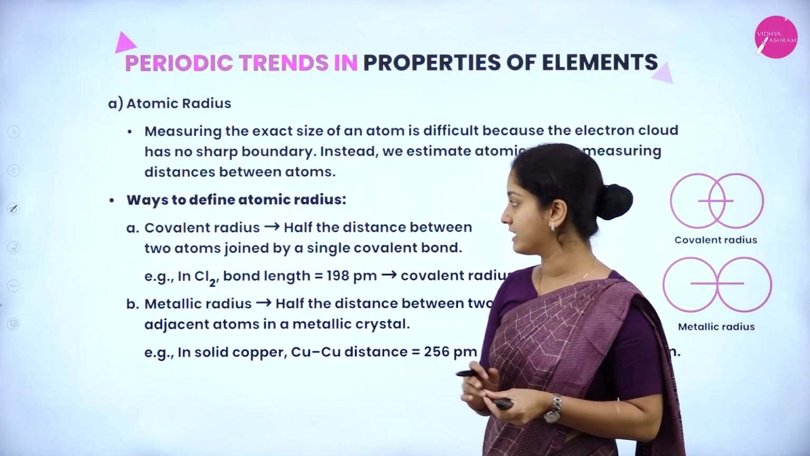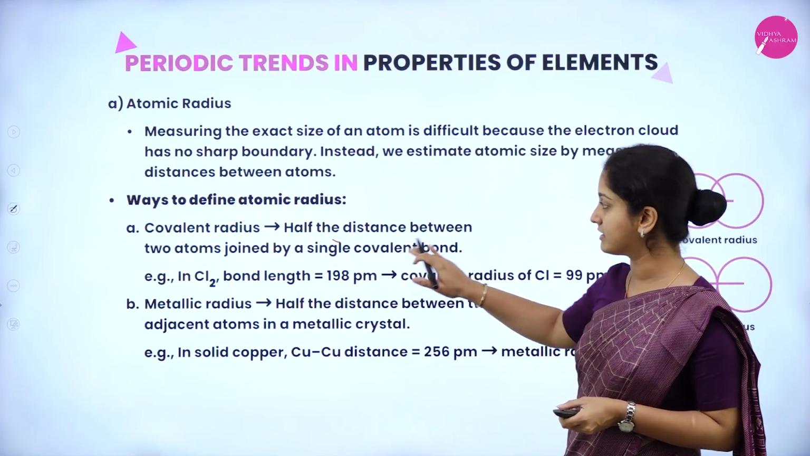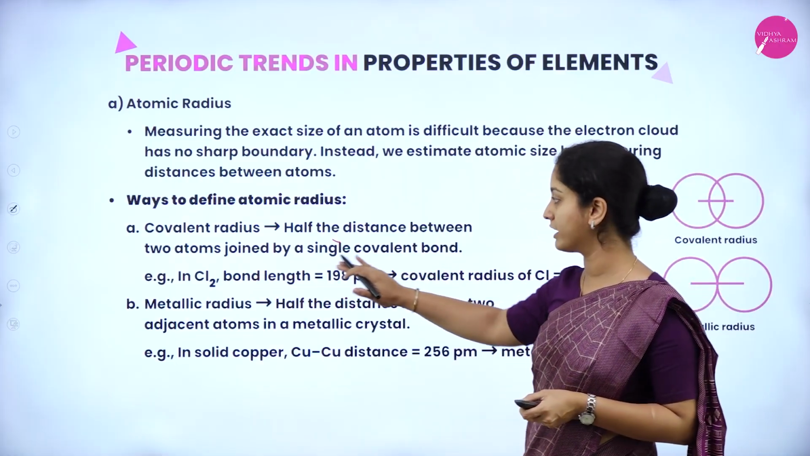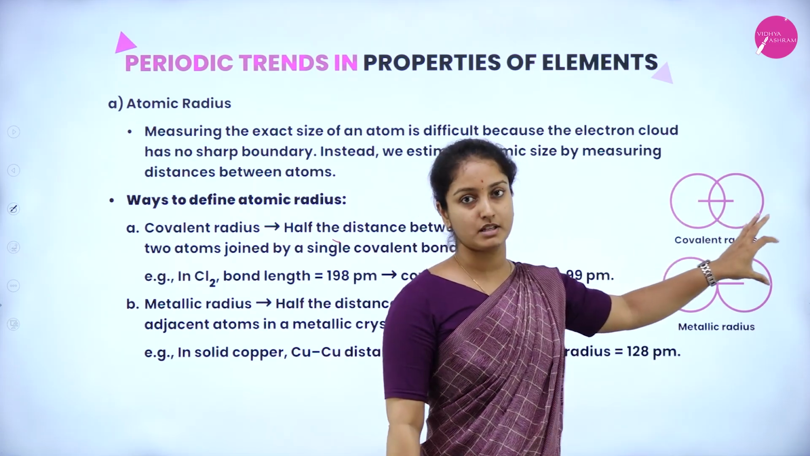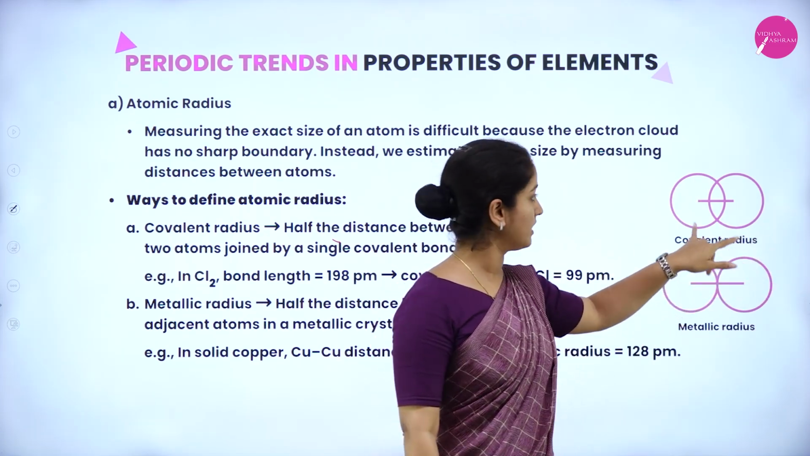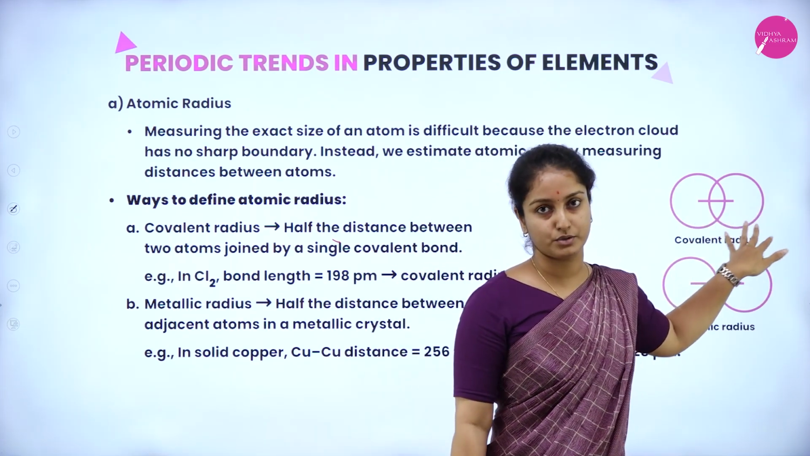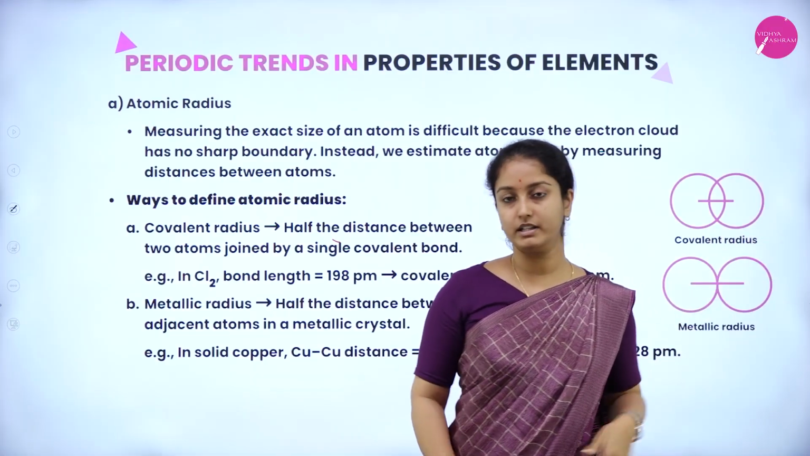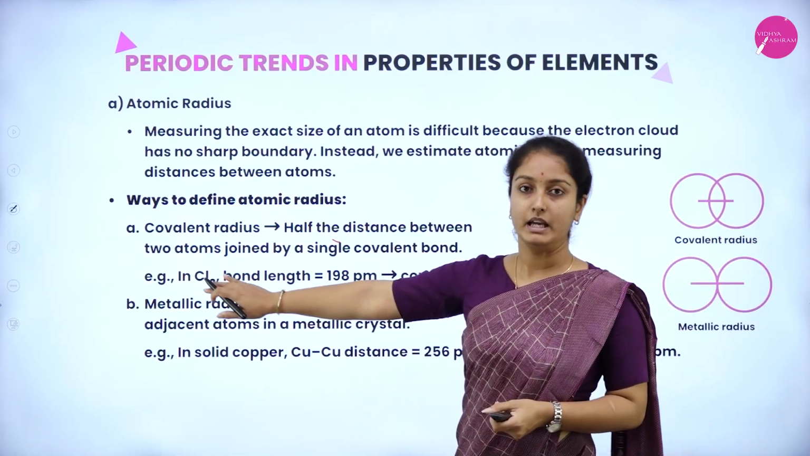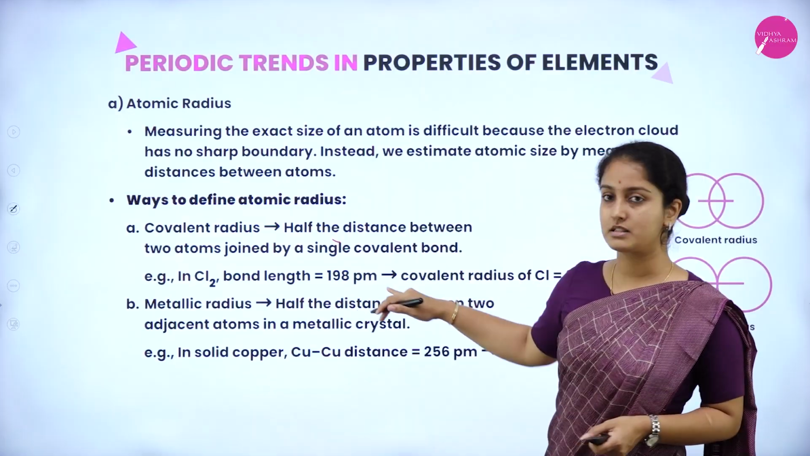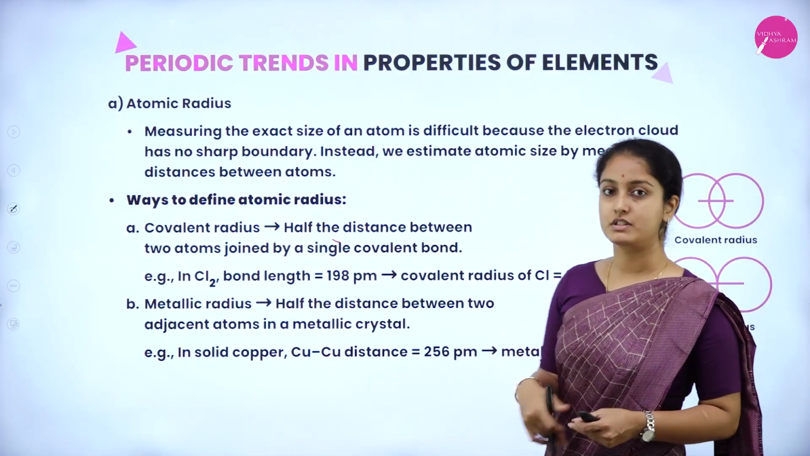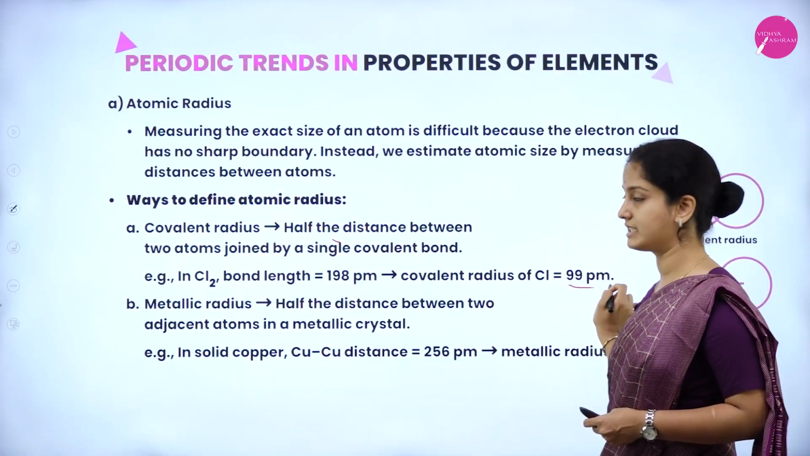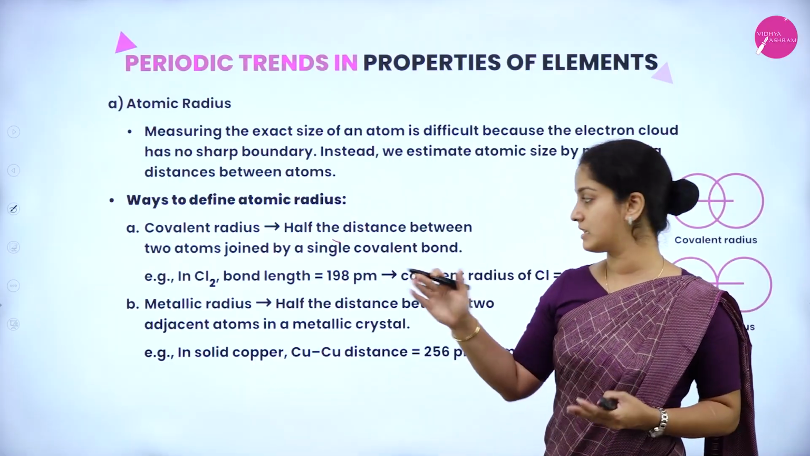So covalent radius is the half of the distance between the two atoms that is joined by a single covalent bond. So if two atoms are joined together or combined together, so that half of the distance between these two atoms are taken as covalent radius. For example, in chlorine atom the bond length is 198 pm, that is picometer. So the covalent radius of this single chlorine atom is 99 picometer. So half of this length.